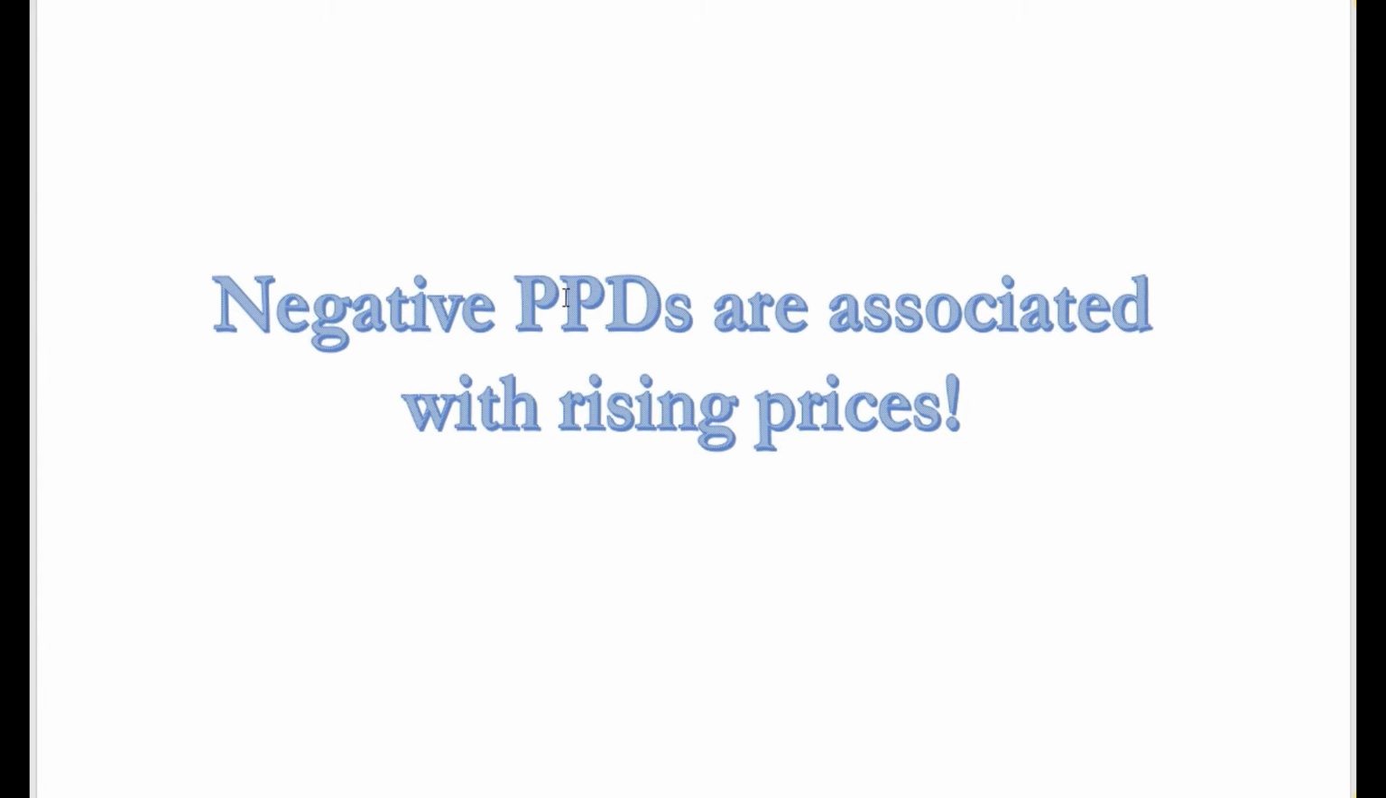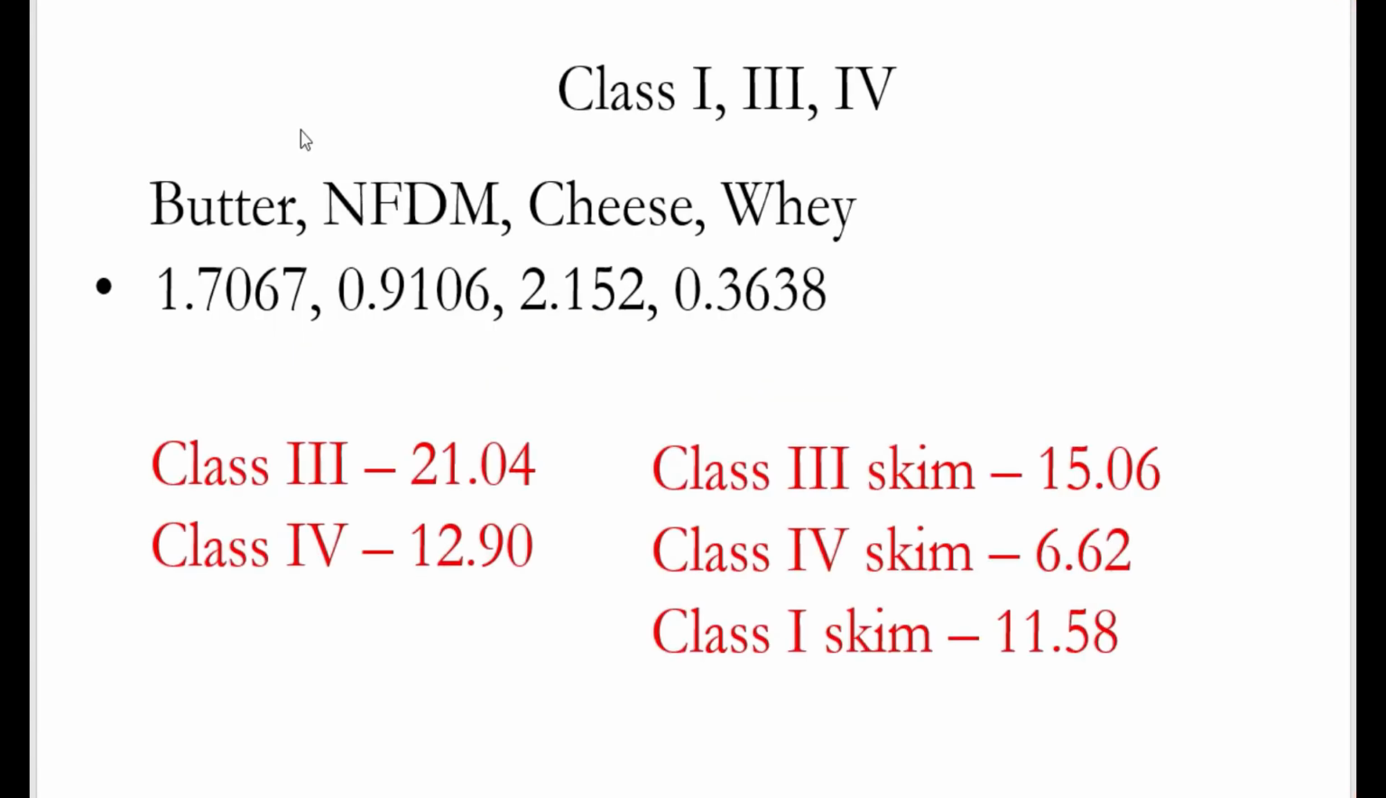Anytime you get prices that are rising, you will have negative PPDs, and even though people look at those as a bad thing, they're actually indicative of good prices to come. Now, the other thing that is discussed quite a bit is the difference between Class 3 and Class 4. There are arguments in the popular press that it is this difference that created a huge amount of the difference in the PPD. So let's look at this.